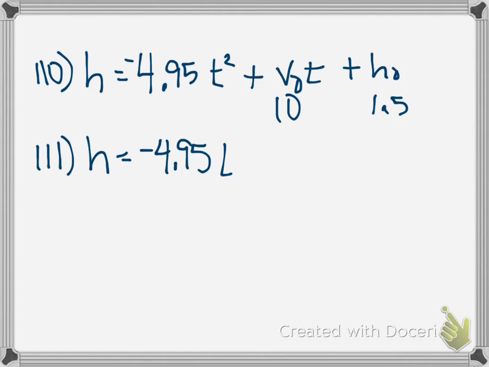So you can see here for 110 and 111, we've got those set up like that. Now notice on 111, I didn't put anything for the t because they never give me an initial velocity, so we go with an initial velocity of 0. Okay, so that would give you that.